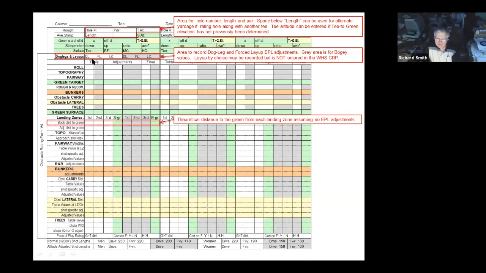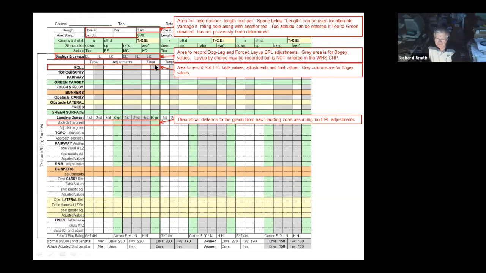Back up here is where we put our dogleg force layup information. Here is where we put the roll. These, of course, are the EPL corrections that we discussed yesterday. And when we had to make an adjusted distance to the green because of an EPL correction, this is the row that we put the adjusted distances to the green in.